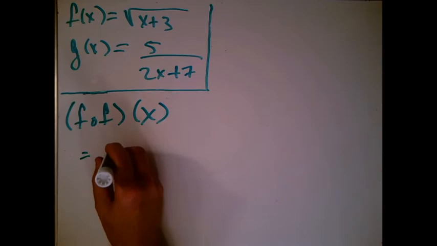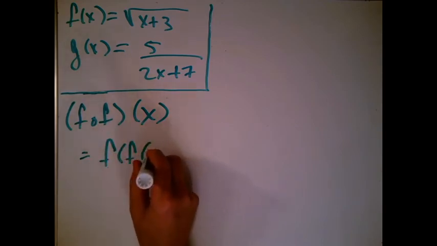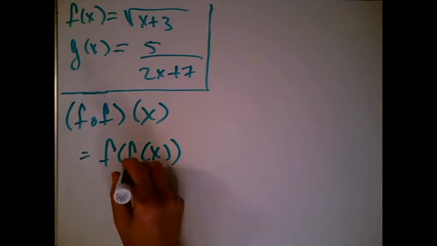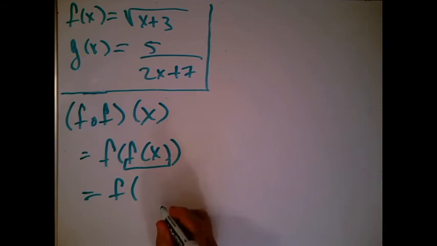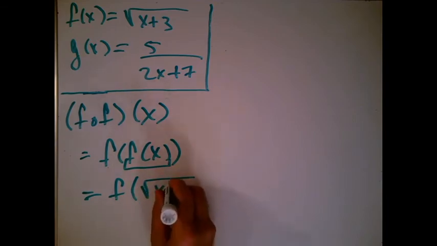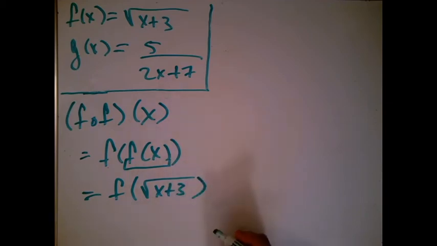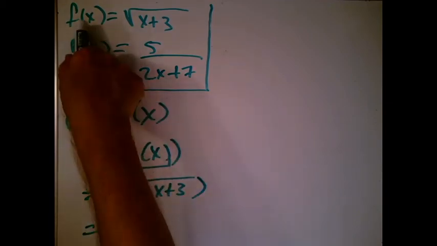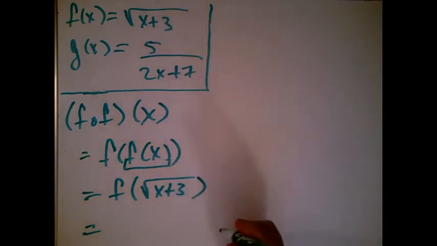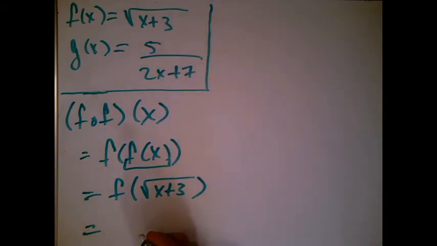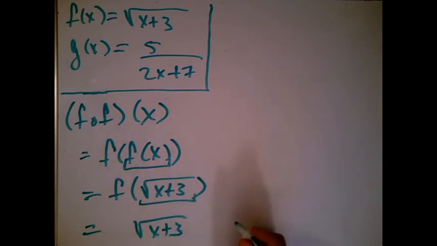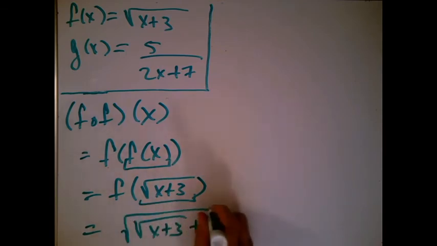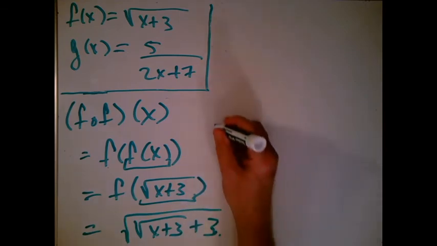This is not f of x. This is f of f of x, like that. We start from the inside. We get f of whatever f was, which is the square root of x plus 3, like that. And then we ask ourselves, what does f do to things inside the parentheses? Well, the very first thing it does is add 3 and then take the square root. So I take what's inside the parentheses, I add 3, and then I take the square root, like that. So that's f of f of x.